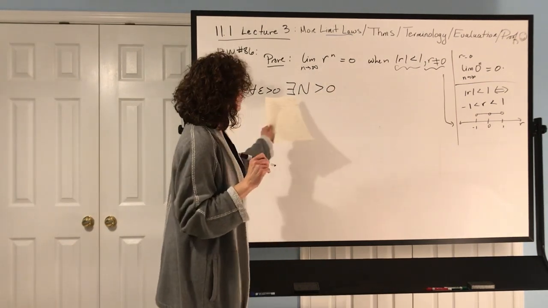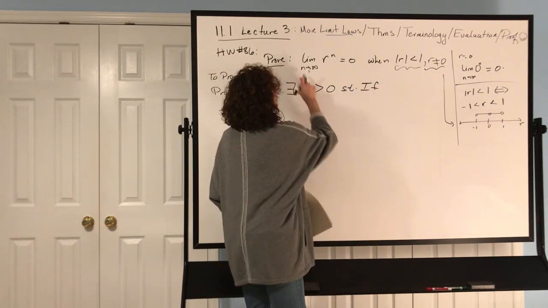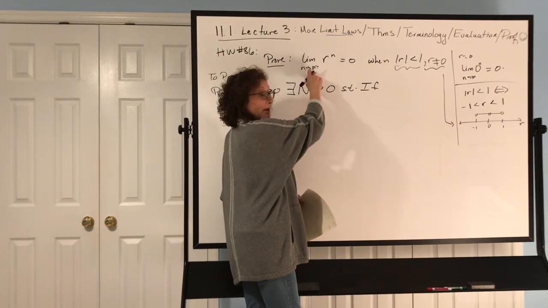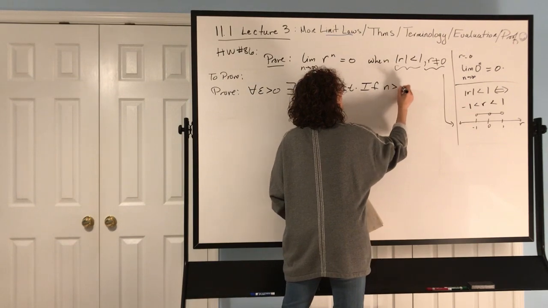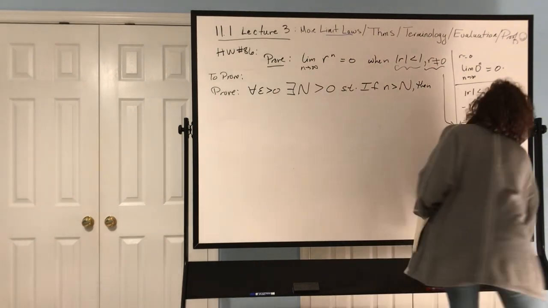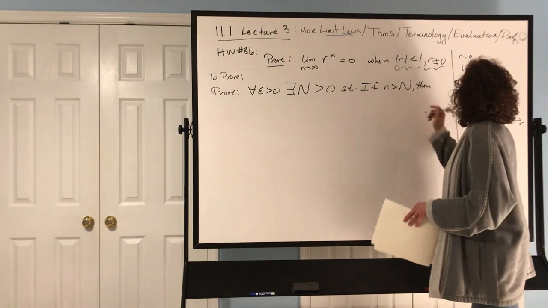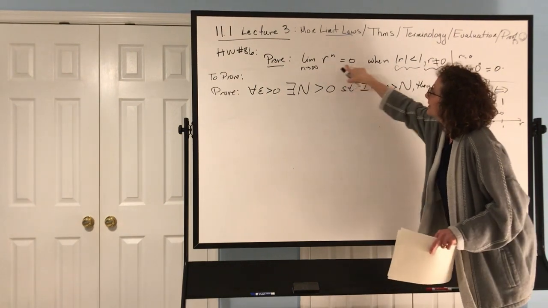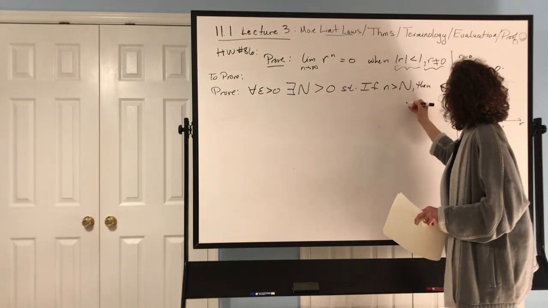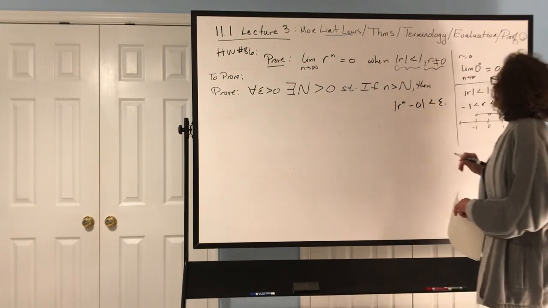So for every epsilon greater than 0, there exists a capital N greater than 0, such that if little n is big enough, n grows, little n is bigger than that capital N, then what's true? The distance between this guy and this guy is less than epsilon. Then the absolute value of r to the n minus 0 is less than epsilon. That's what we got to prove.